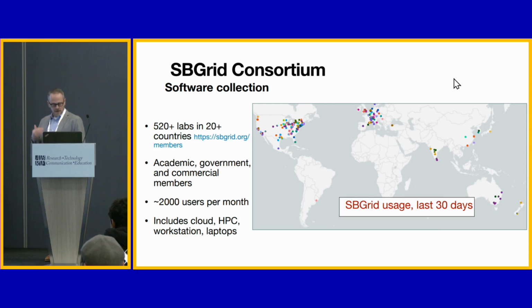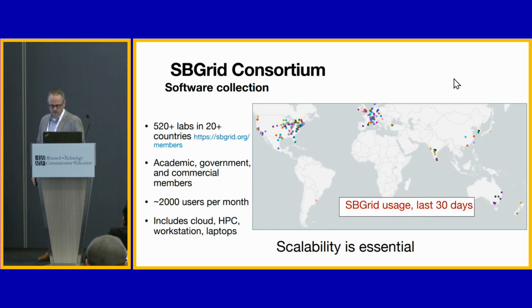They're academic, they're government, they're commercial. Some of the biggest pharma companies, some of the smallest pharma companies. There are pharma companies that have one structural biologist who use SBGrid. We have estimates of about 2,000 unique users per month, so we have a lot of users. And the software is used in cloud, HPC, workstation, laptops, anywhere that you can run Linux, Mac OS, you can run SBGrid.